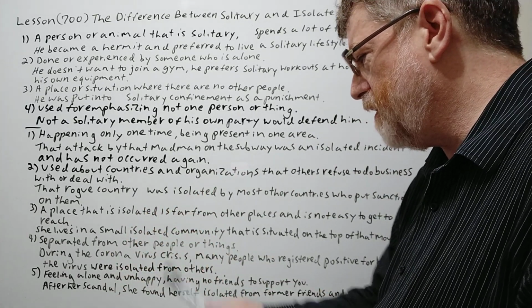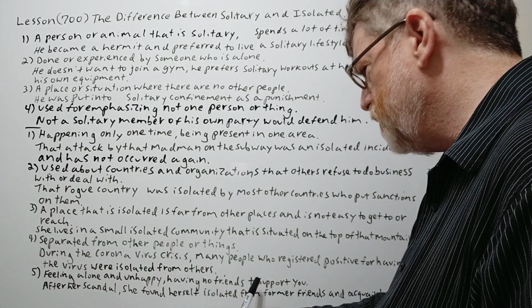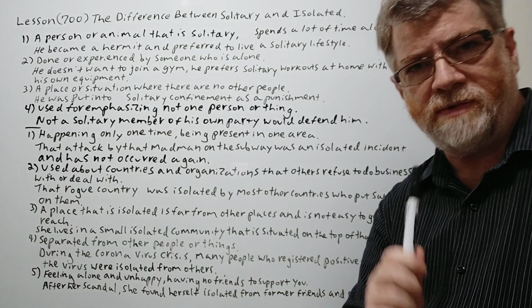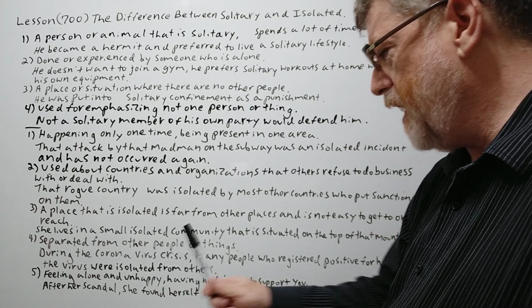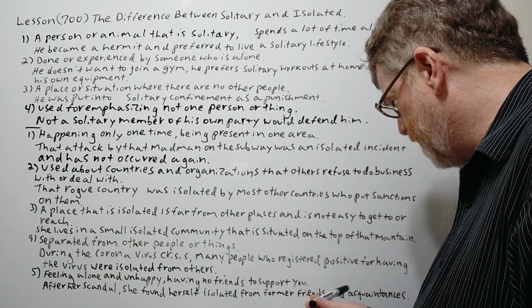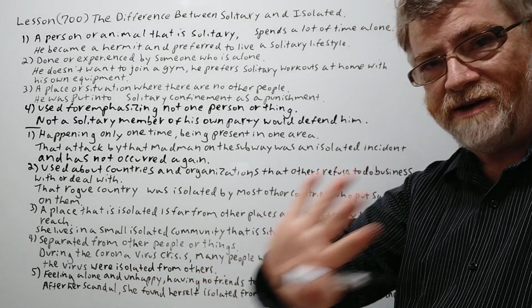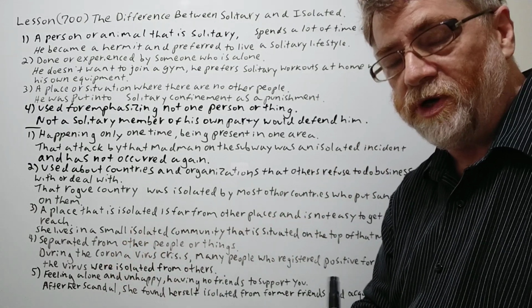And number five here, feeling alone and unhappy, having no friends to support you. All right, that's the meaning. After her scandal, she found herself isolated from former friends and acquaintances. Well, this is again where the others are having influence. They are separating. They're staying away from you.